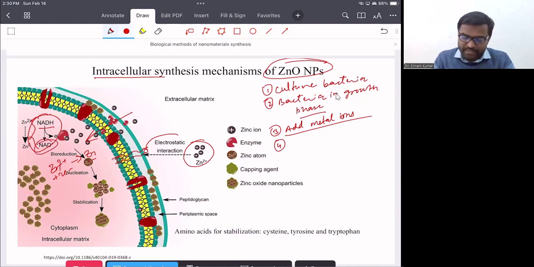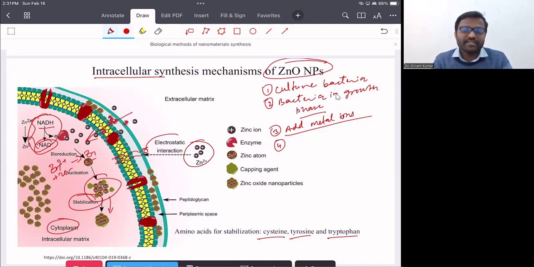Because of that enzyme present in the cytoplasm, the nucleation process happens, and because of the nucleation process, there is growth of the nanomaterials. Interestingly, within the cytoplasm we have different amino acids, for example cysteine, tyrosine, and tryptophan. Those amino acids stabilize the zinc oxide nanomaterials and make a stable form of this nanomaterial.